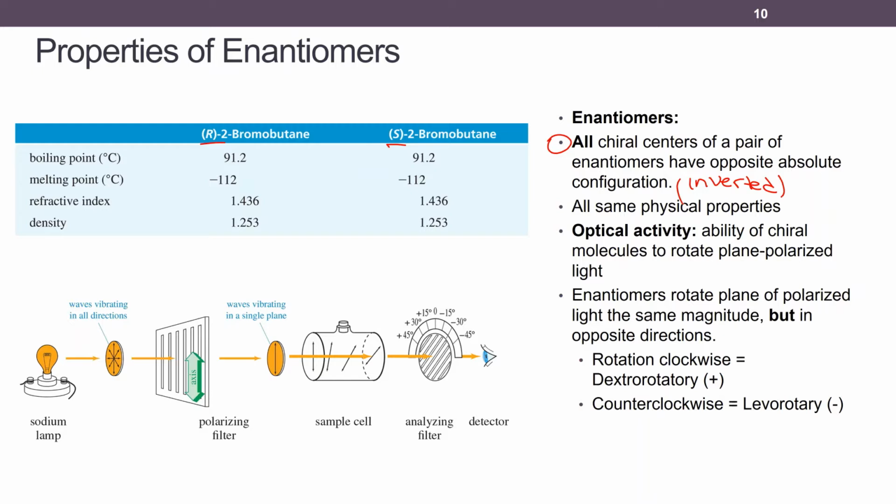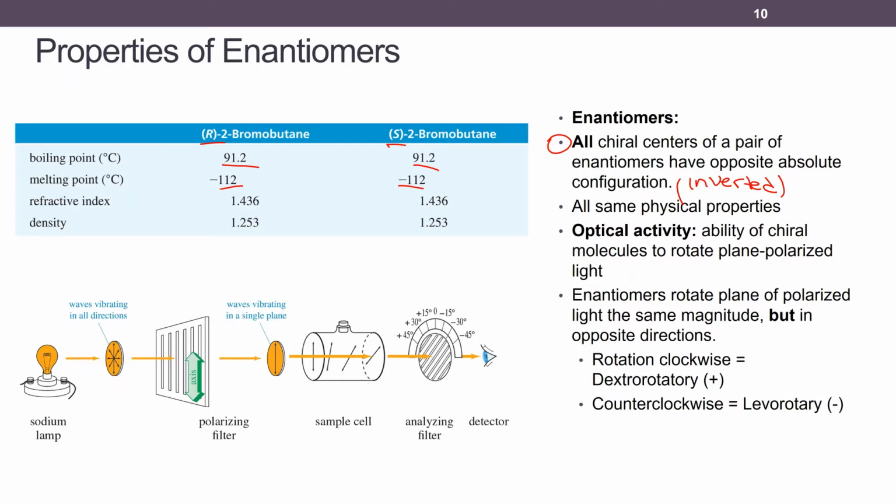Now I'll show you more examples. All the physical properties of enantiomers are the same: same boiling point, same melting point. So we cannot separate enantiomers by their boiling point, by distillation. We cannot separate them by crystallization because they have the same melting point. They have the same refractive index, they have the same density.